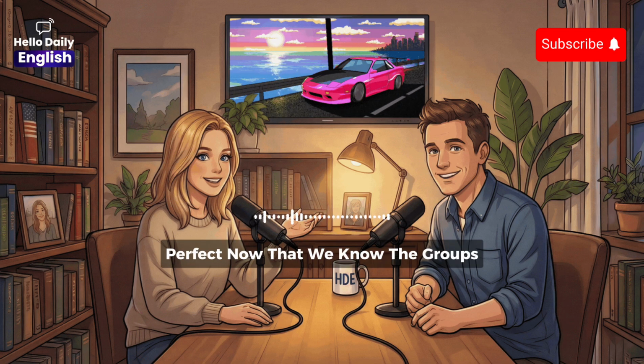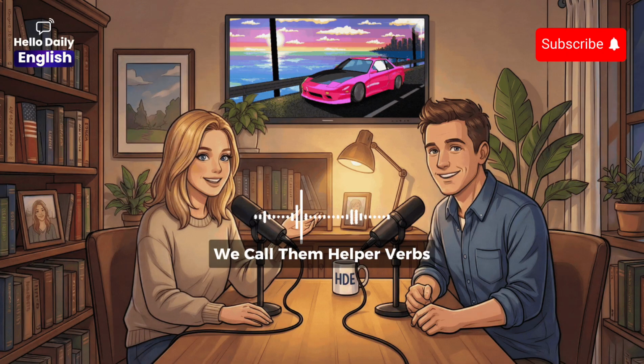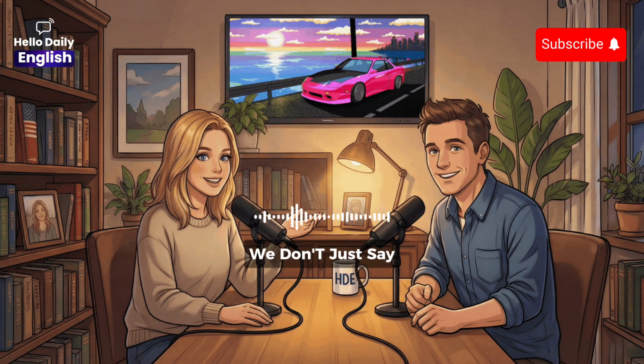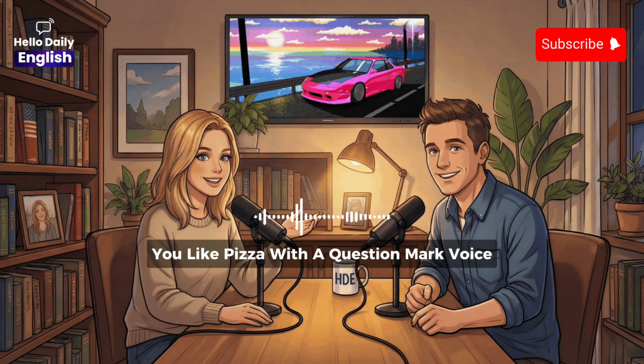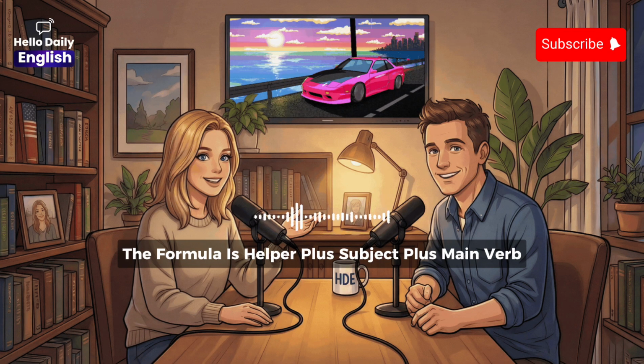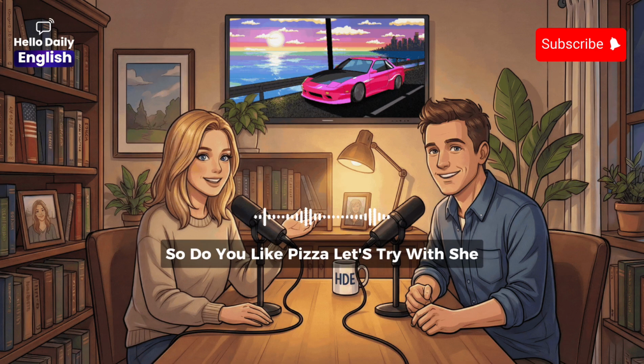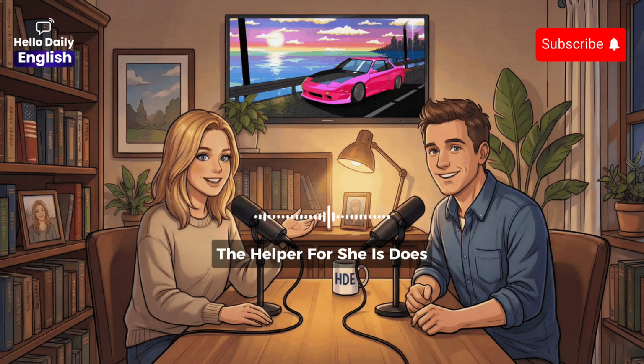Perfect. Now that we know the groups, let's talk about questions. This is where do and does are most important. We call them helper verbs. Yes, in English, we don't just say, you like pizza? With a question mark voice. That is informal. The correct way is to use a helper. The formula is helper plus subject plus main verb. Let's try with you. The helper for you is do, so do you like pizza? Let's try with she. The helper for she is does, so does she like pizza?